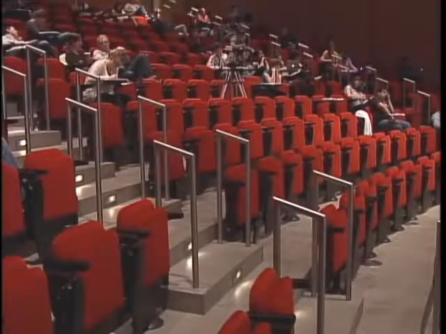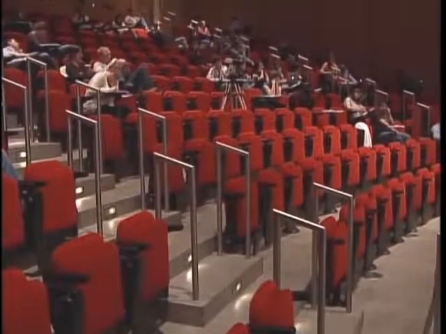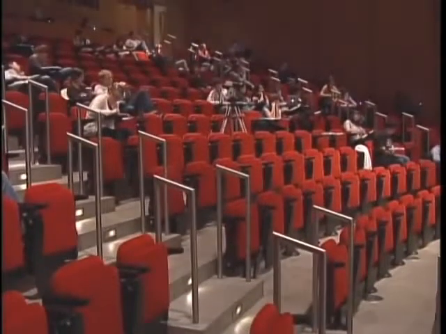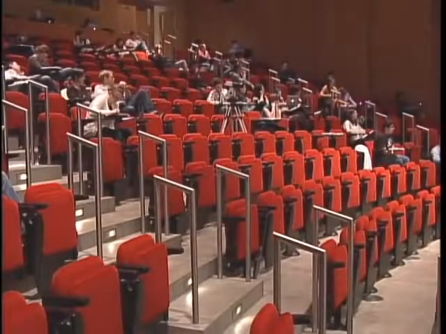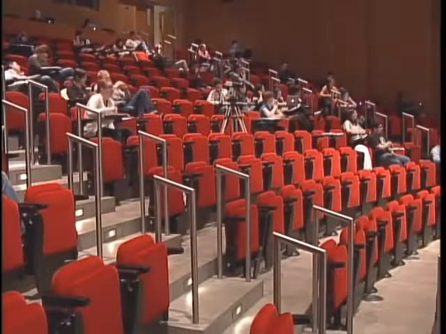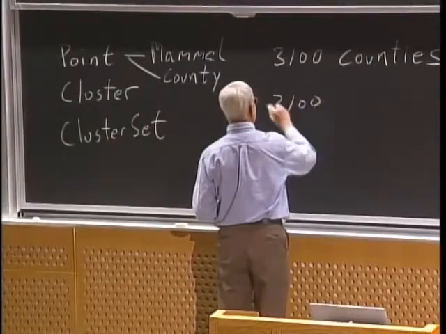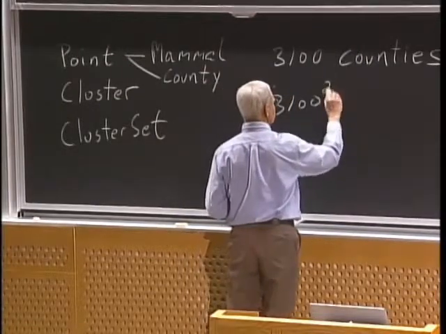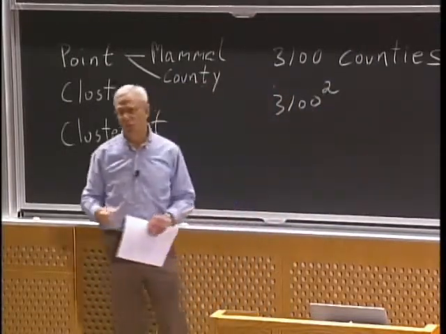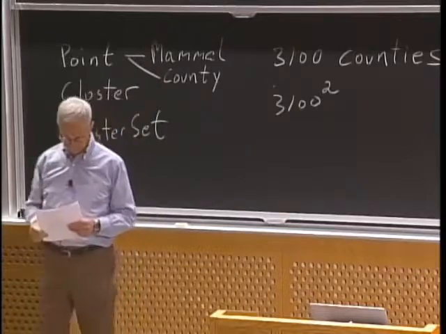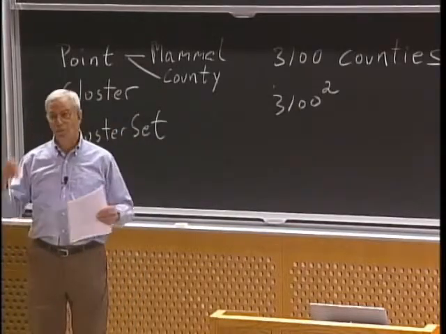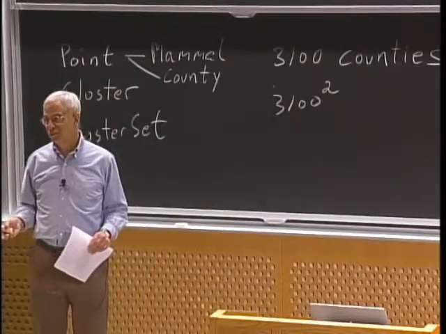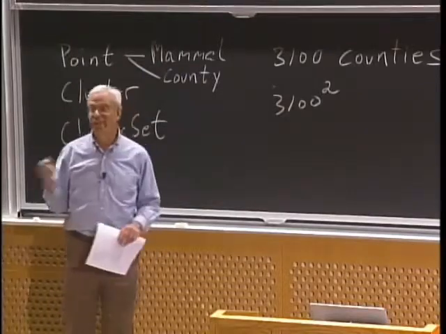Comparing each county to every other county, how many comparisons is that going to be? Yeah. It's 3,100 choose 2. Right. So that'll be roughly 3,100 squared. And that's just the first step of the clustering. To perform the next merge, we'll have to do it again.